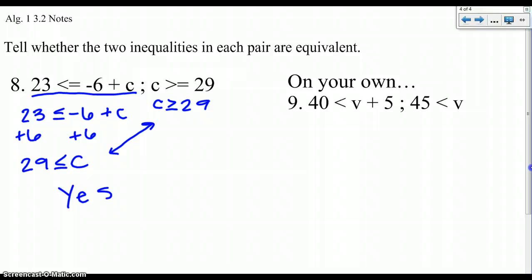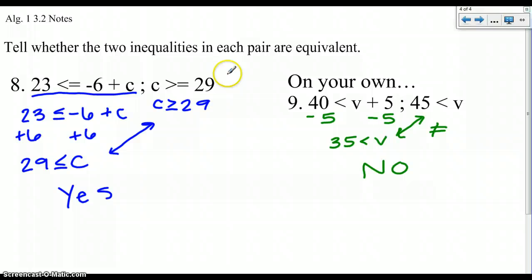So I want you guys to try number 9 on your own, and then we will come back and see if we get the same answer. Okay, I'm back. The first thing I did was I subtracted 5 from both sides to get 35 is less than v. And you look at the second inequality, it is 45 is less than v. So what they did is they added the 5 instead of subtracted. So no, those two inequalities are not equivalent. So you just write no.